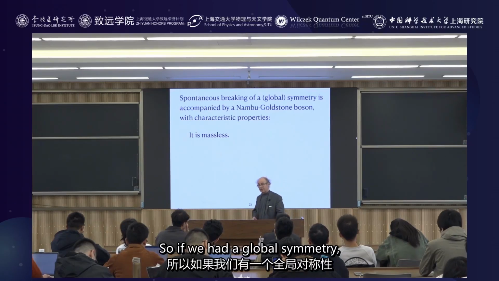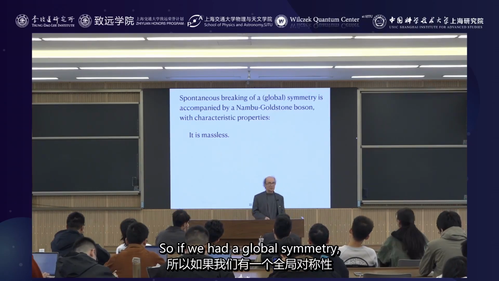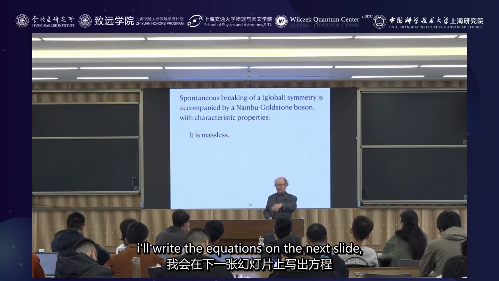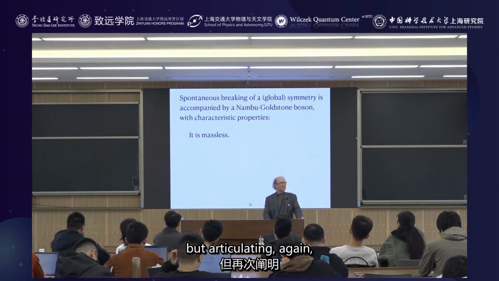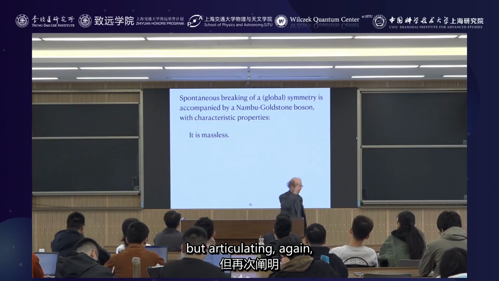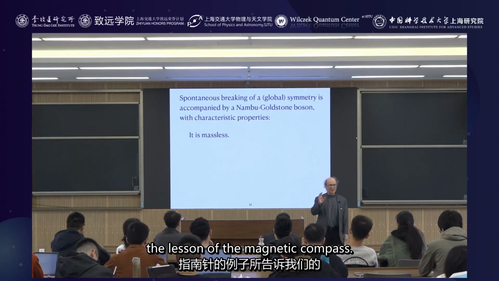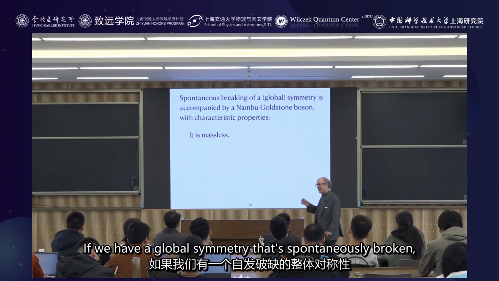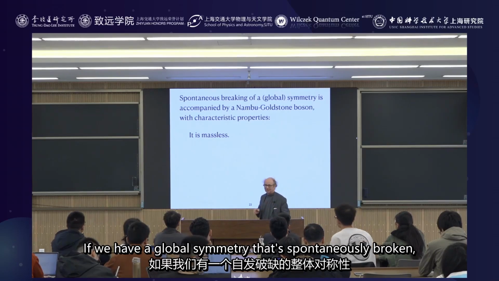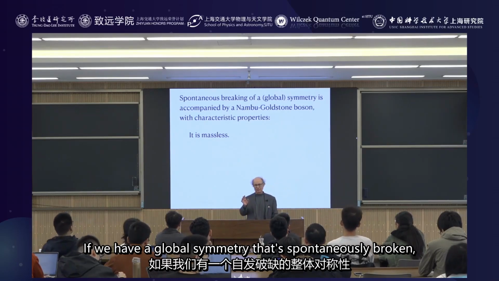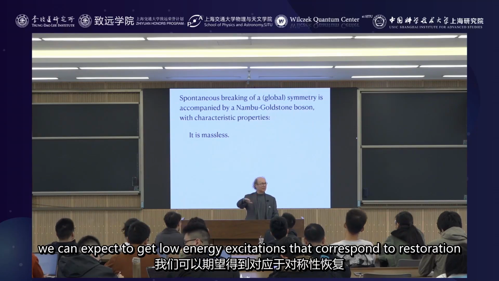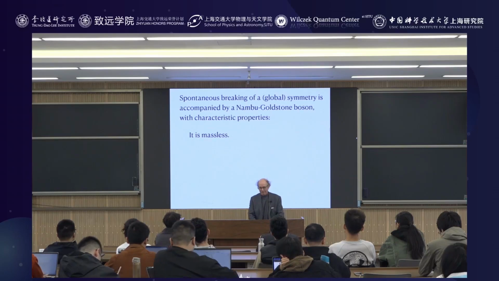So if we had a global symmetry, I'll write the equations on the next slide, but articulating again the lesson of the magnetic compass, if we have a global symmetry that's spontaneously broken, we can expect to get low energy excitations that correspond to restoration of the symmetry.